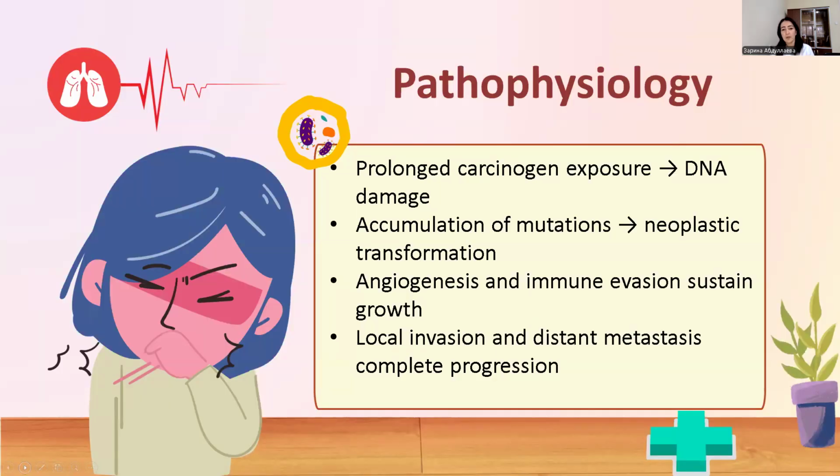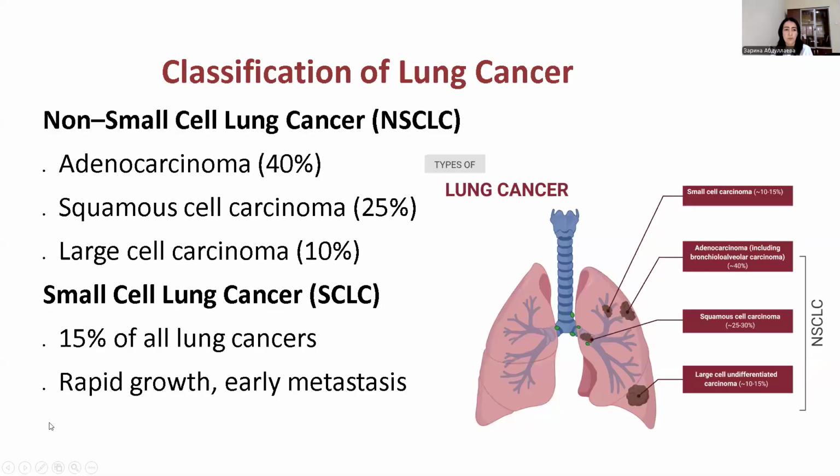Pathophysiology: it is about prolonged carcinogen exposure like smoking, asbestosis, or chronic lung disease. They lead to DNA damage. It leads to the accumulation of mutations and neoplastic transformation. And then angiogenesis and immune invasion, sustained growth, local invasion, and distant metastasis, complete progression.